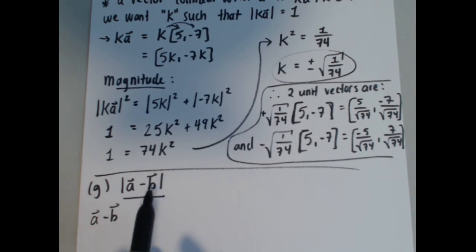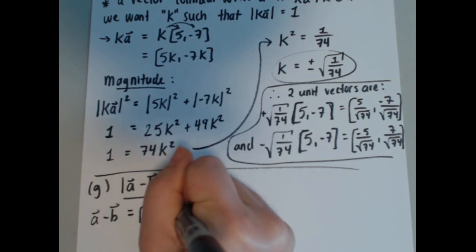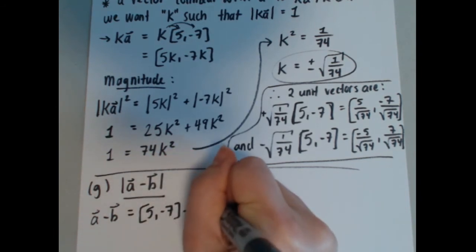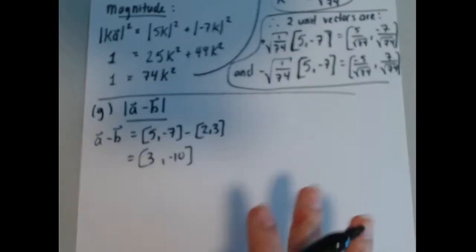So A minus B. Here we go. So we're going to have 5 comma negative 7 minus 2 comma 3. So x minus x. So 5 minus 2, that's 3. And negative 7 minus 3, that's negative 10. So there's my vector.